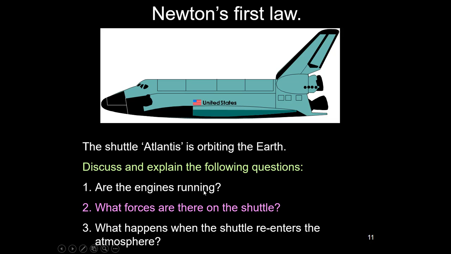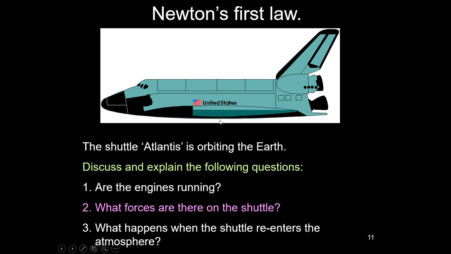So, firstly, are the engines running? Now, this is very important because think for yourself, the shuttle is in space, so firstly, there is no friction. So that means that an object moving at a certain velocity will continue to do so. So there is no need for a resultant force on the space shuttle in its forward motion. So no, the engines will not be running because it's just continuously moving forward in a straight line orbiting the Earth.